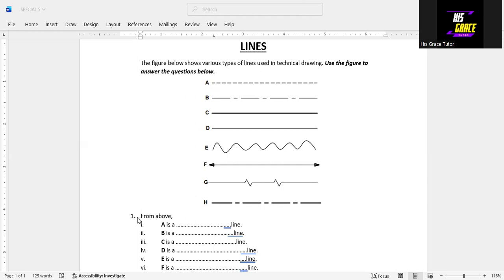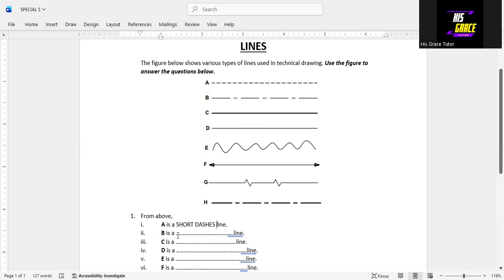This is question 1, and Roman figure 1 says A is a dashed line. So what type of line is this? This type of line in technical drawing, we call it a short dashes line. That is what we call this type of line in technical drawing.